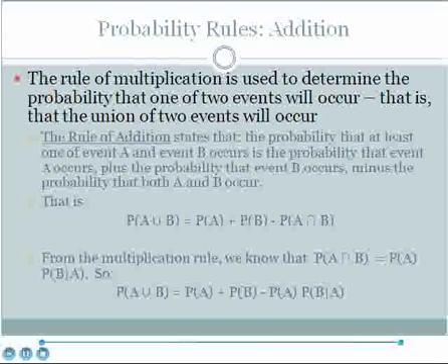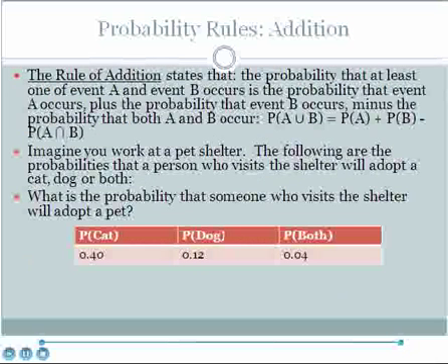Let's look at an example. Imagine that you work at a pet shelter. The following are the probabilities that a person who visits the shelter will adopt a cat, dog, or both. What is the probability that someone who visits the shelter will adopt a pet?